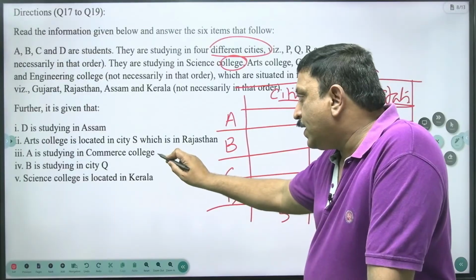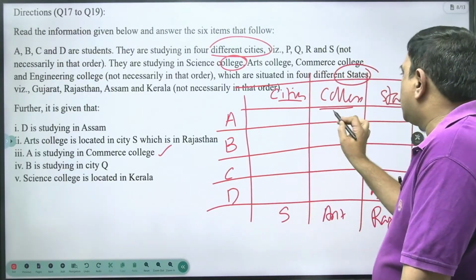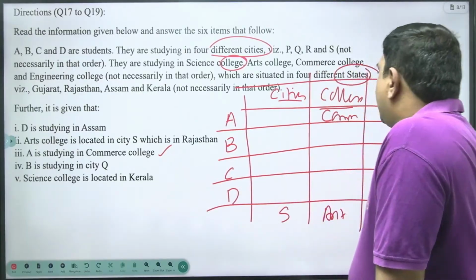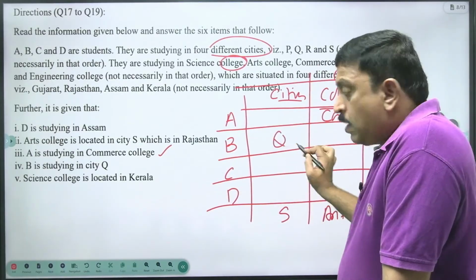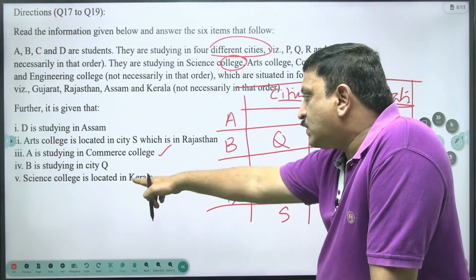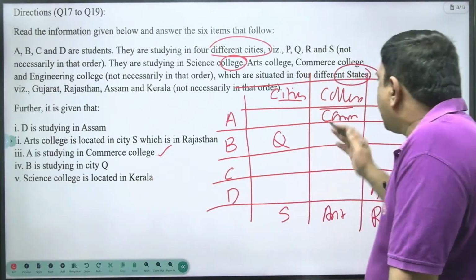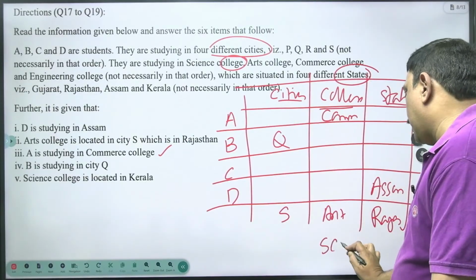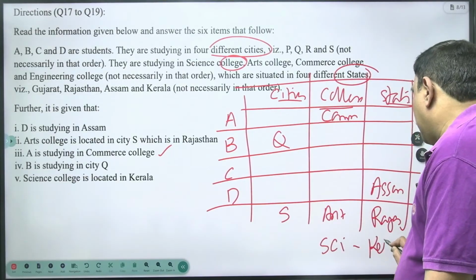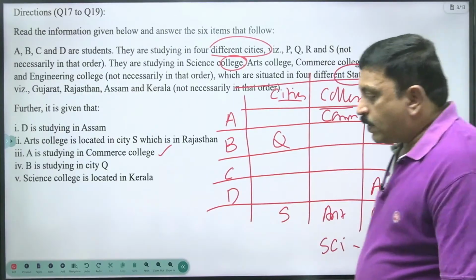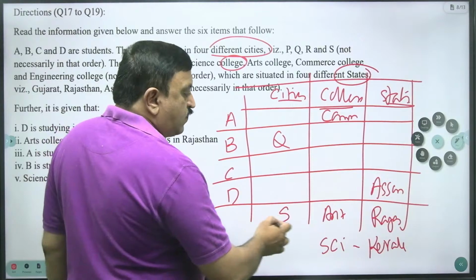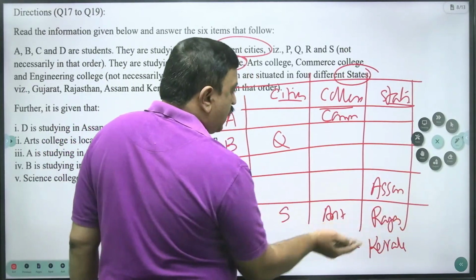And A is studying in Commerce College. Okay, fine. Then B is studying in city Q. Next, Science College is located in Kerala. Okay, this is Kerala. Whenever you come across this type of information, wherever there are more negations or more information, you can keep it here.